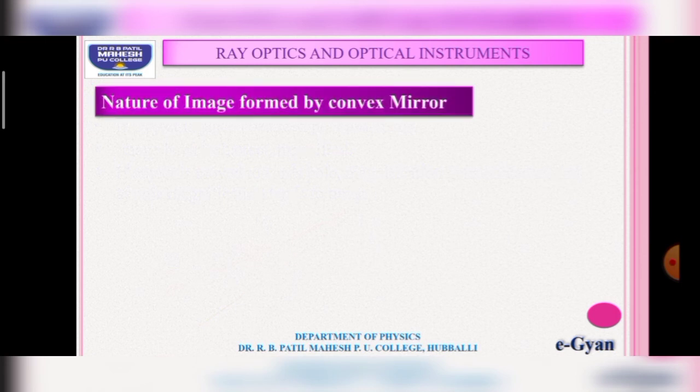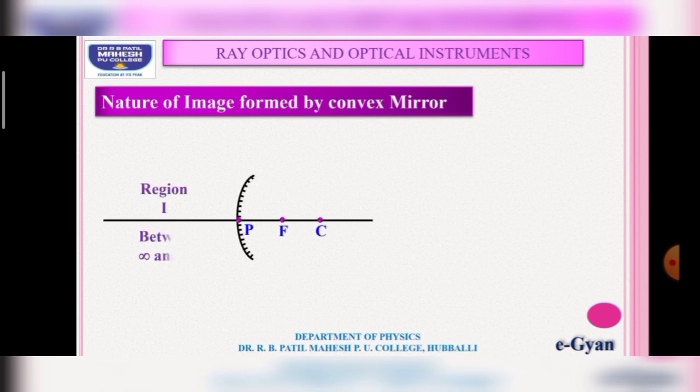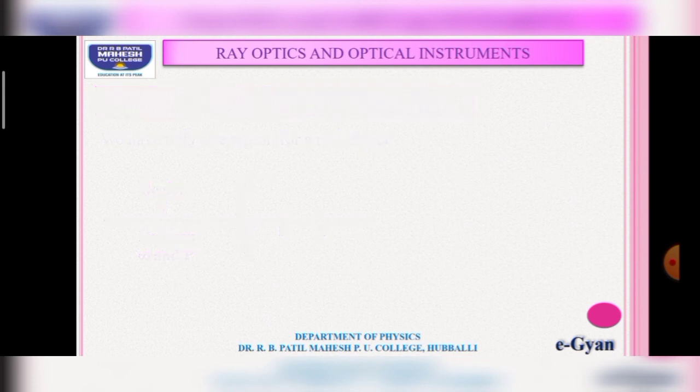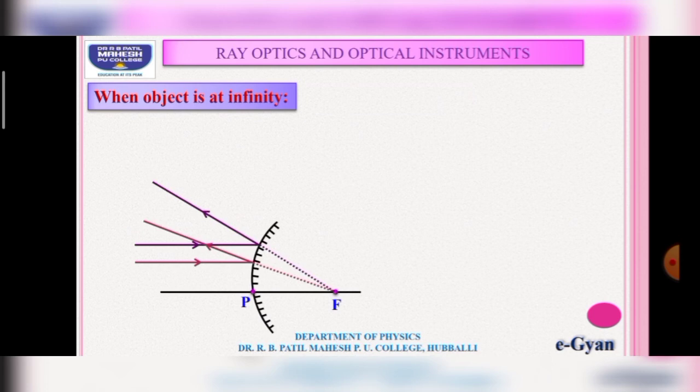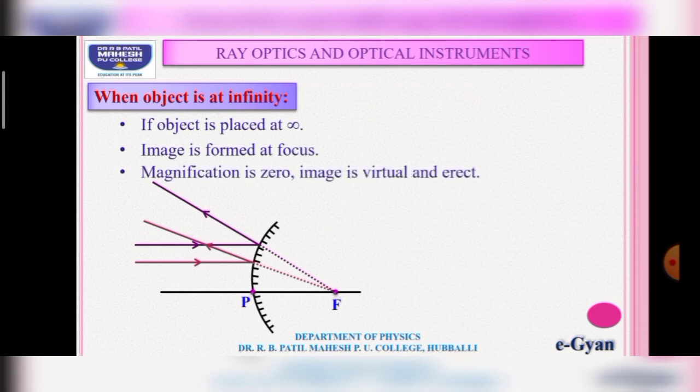Nature of images formed by convex mirror. Here I am going to take only one region, that is between infinity and P. When the object is placed at infinity, the image is formed at focus. The image is virtual, magnification is 0 and it is erect.